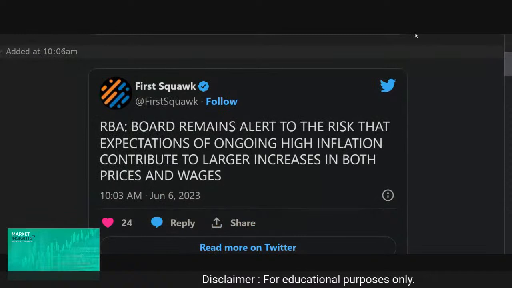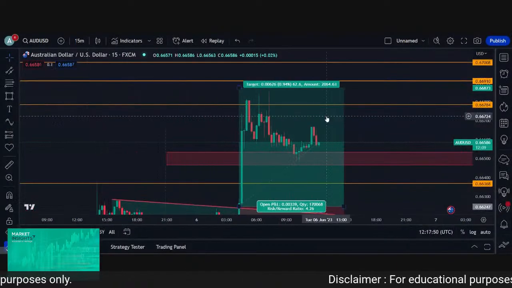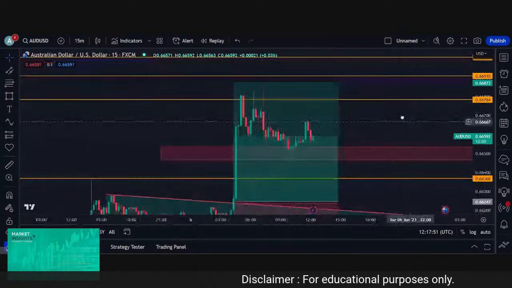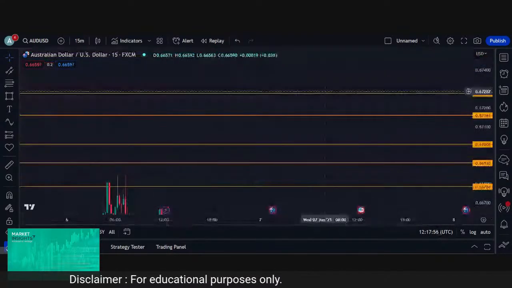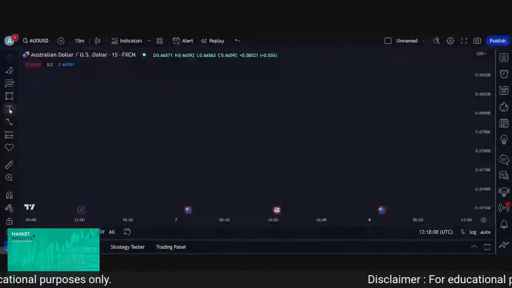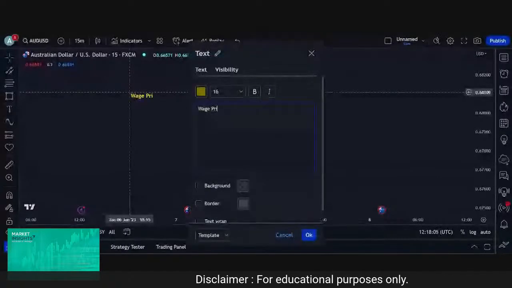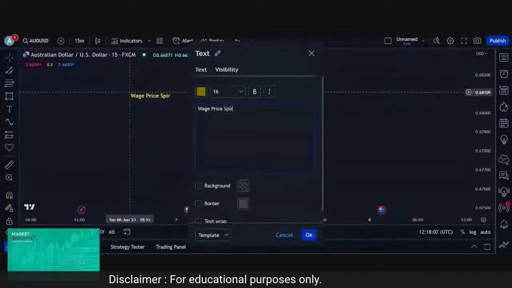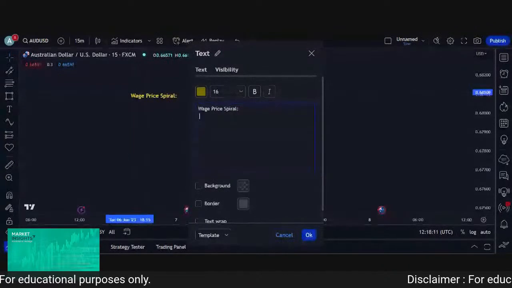Okay, so what is this price and wage condition? That must be known by us, right? As traders, we need to know a little bit of macroeconomic concepts, or at least something that is related to our field. So what is something called a wage price spiral? Okay, there is something called a wage price spiral. What is this unique thing, wage price spiral?